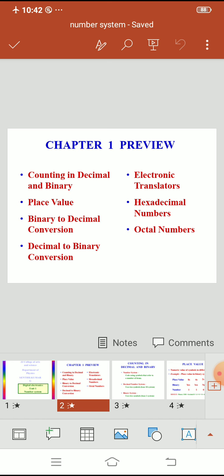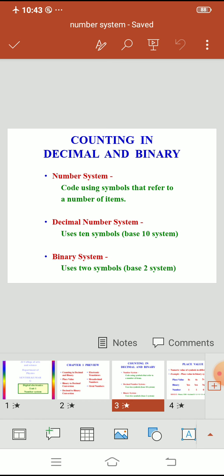Chapter 1 preview: counting in decimal and binary, place value, binary to decimal to binary conversion, electronic translators, hexadecimal numbers, octal numbers. Counting in decimal and binary, number system. A code uses symbols that refer to a number of items. The decimal number system uses 10 symbols, a base 10 system. The binary system uses 2 symbols, a base 2 system.